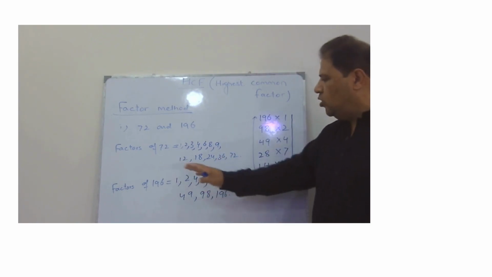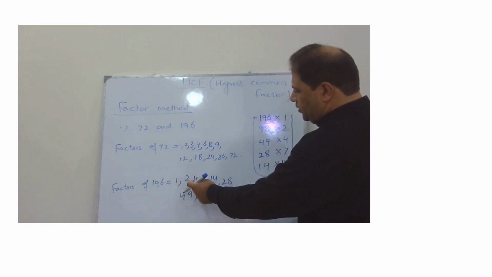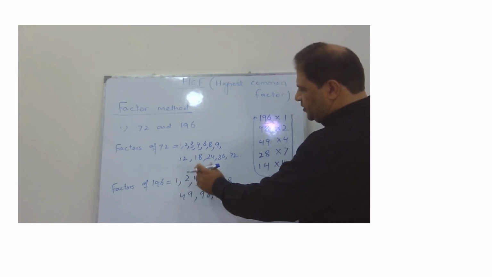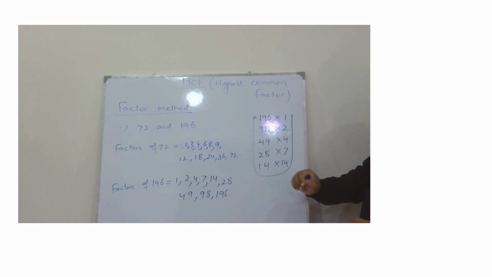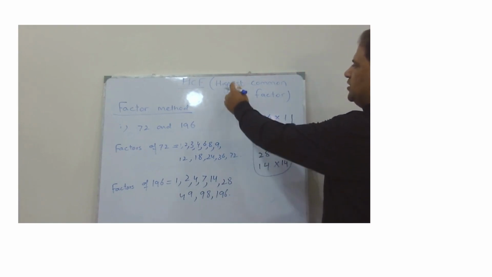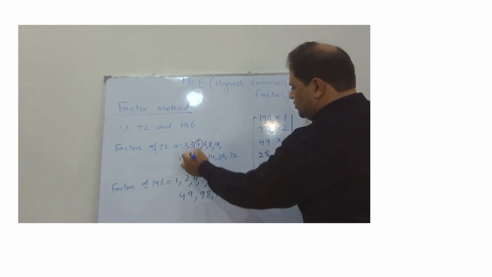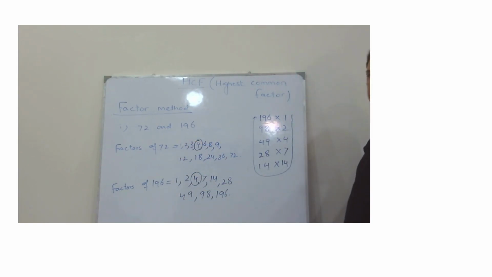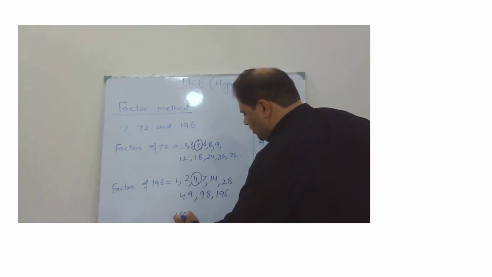Now we observe how many common factors are there. If you observe, 1 is common, 2 is common and 4 is common. These are the three common factors which are in both the values. But importantly, as you can see, this is the highest common factor. So we observe that the highest common factor is 4. So the 4 is the final answer. So HCF is 4.